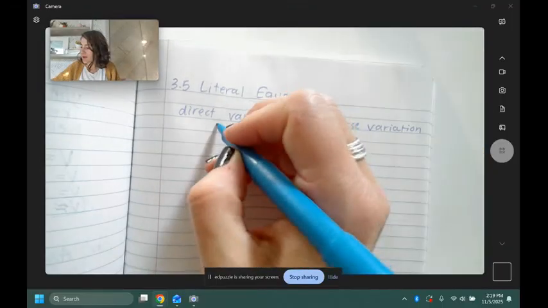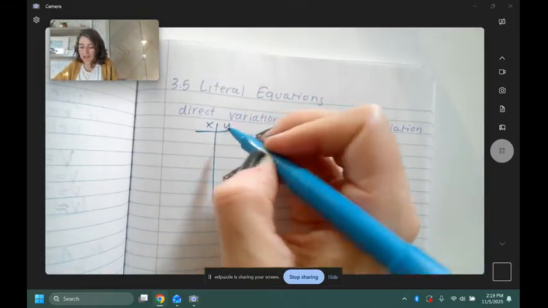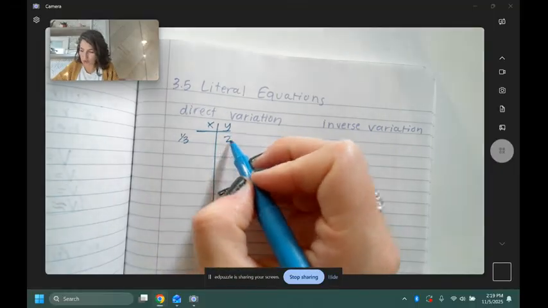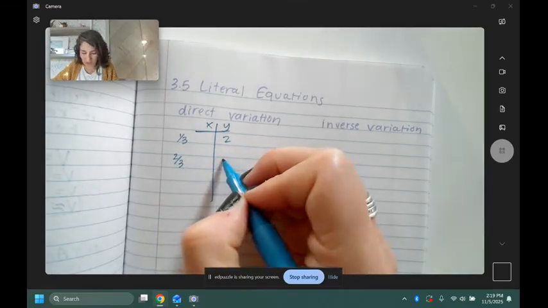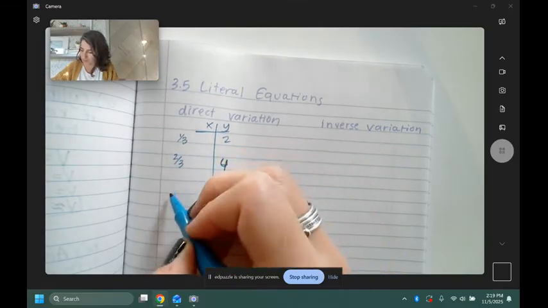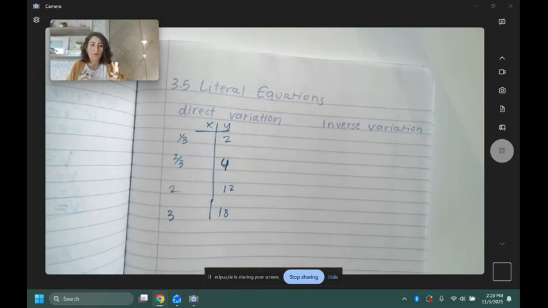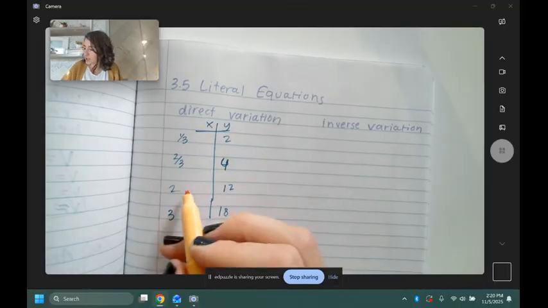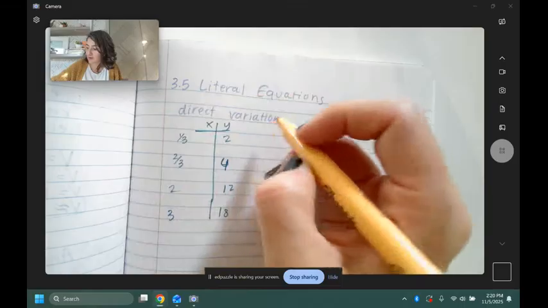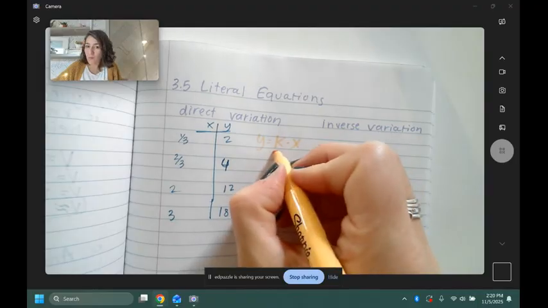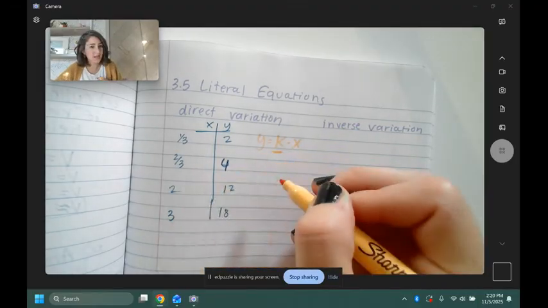So let's take a look at a table here, X, Y, and I'm going to spread these out a little bit. 1/3 and 2, 2/3 and 4, 2 and 12, 3 and 18. I'm looking for what's happening from X to Y. What's changing? What is the difference? If we look at these easier ones like 2 to 12, direct variation, Y equals K times X. So we're going to multiply X by something to get Y.